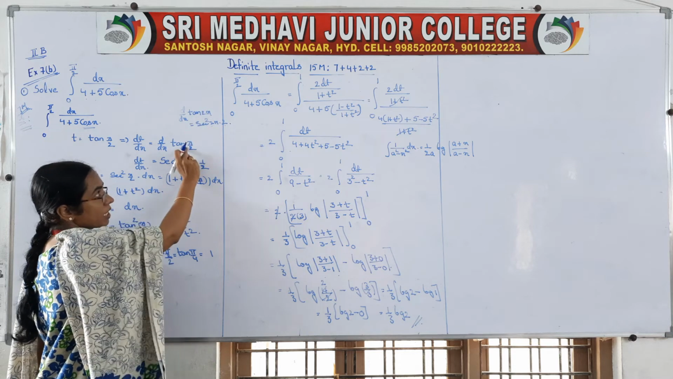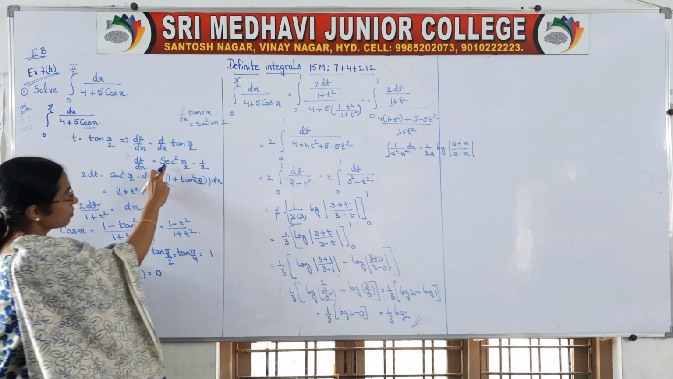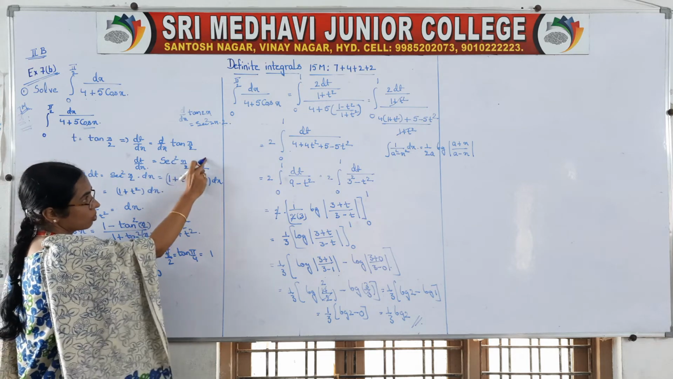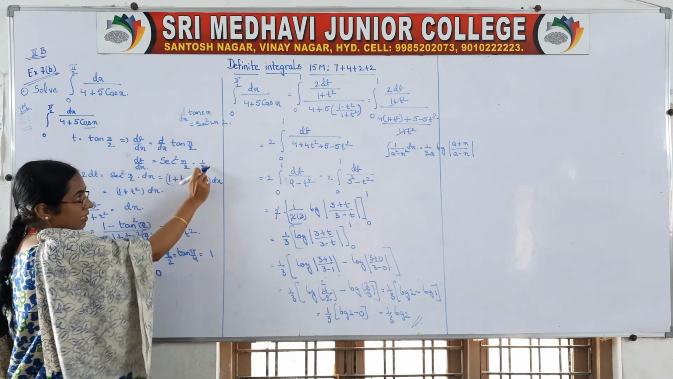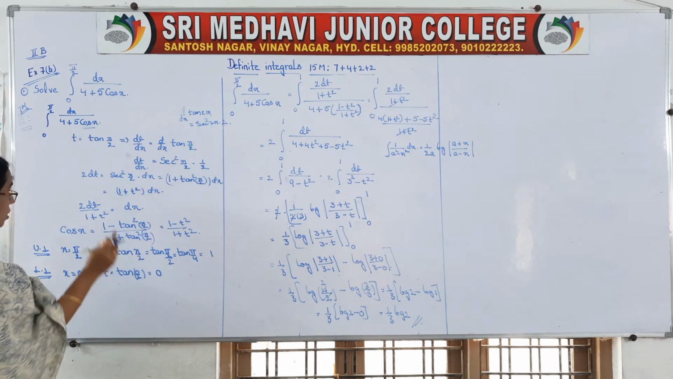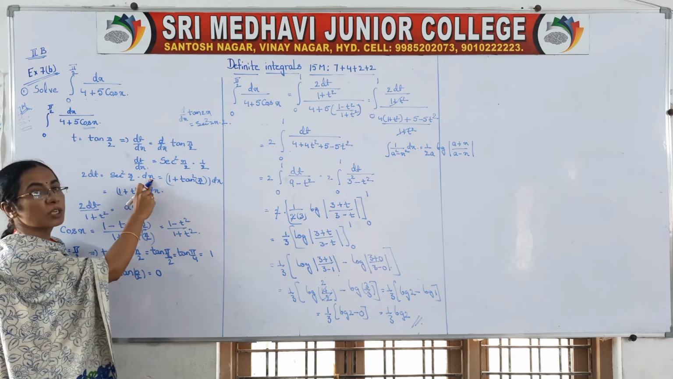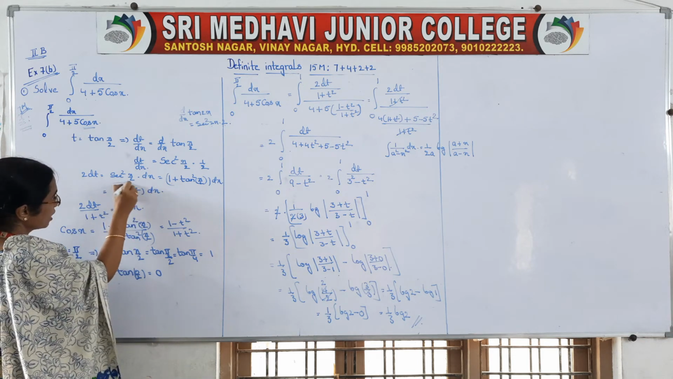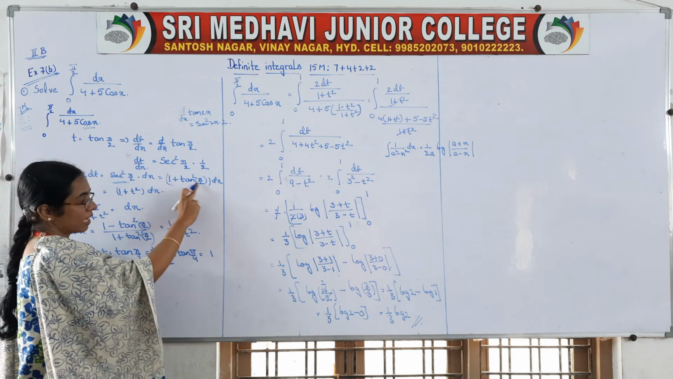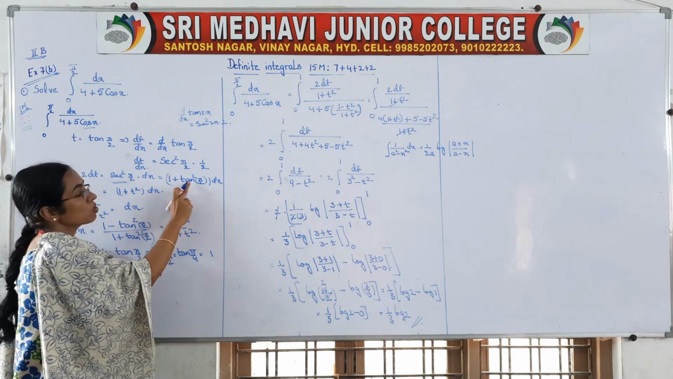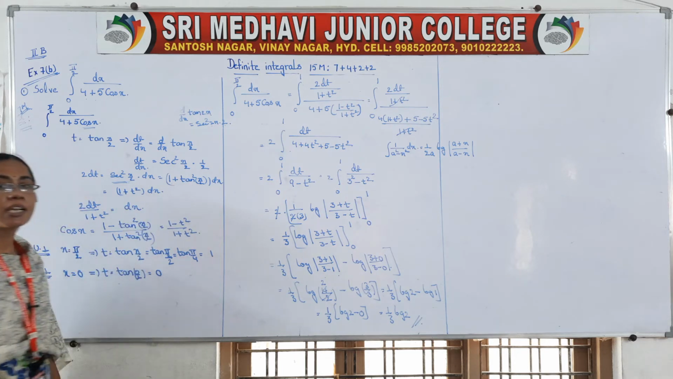Instead of 2, here we are having 1 by 2 x. That's why secant square x by 2 into that variable's multiple, that is 1 by 2. So sending it to this side, 2 dt is equal to secant square x by 2 into dx. Again from trigonometry, secant square x by 2 can be taken as 1 plus tan square x by 2. So in its place we can take t, so it is 1 plus t square dx.